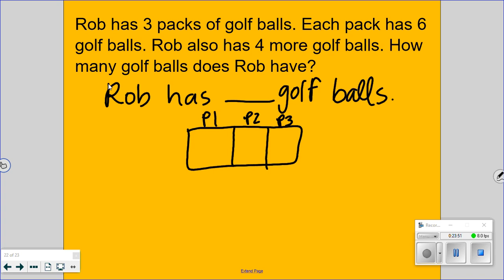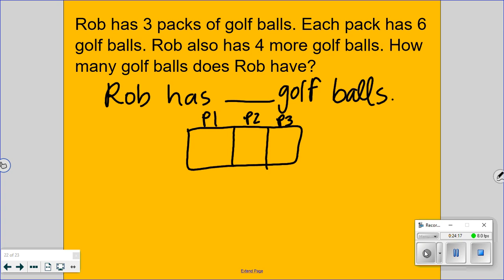Connor, what's that? Sure. We've seen these problems before. We've got our first sentence drawn. Let's go to our second sentence. Penelope, can you read that second sentence from there? Each pack has 6. Each pack has 6 golf balls.